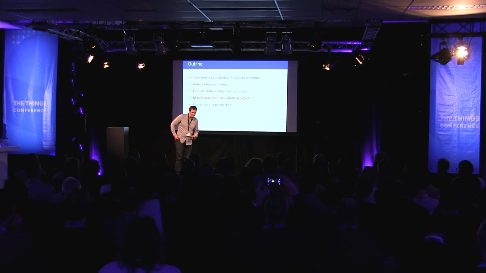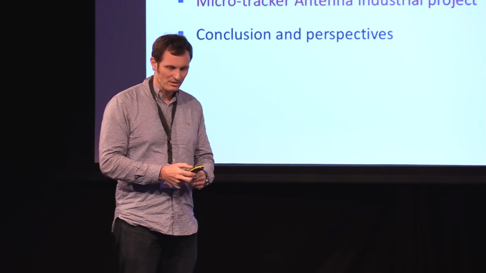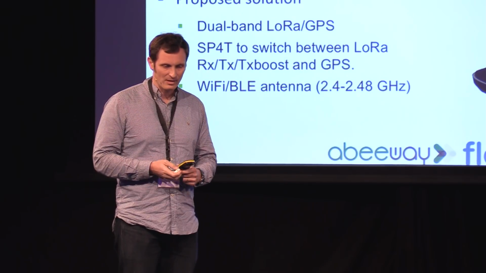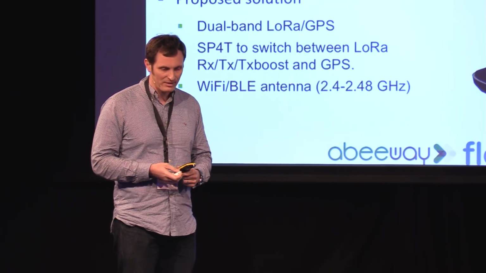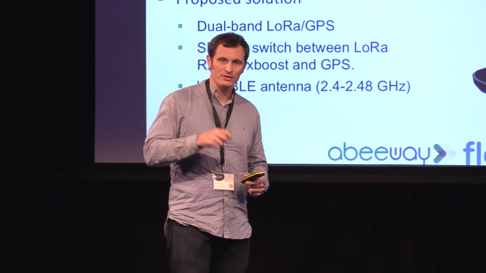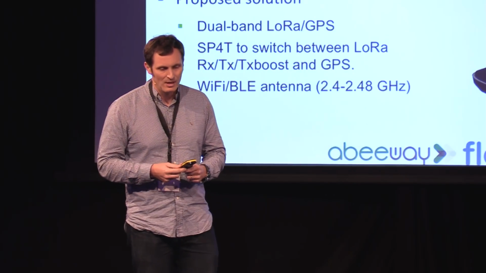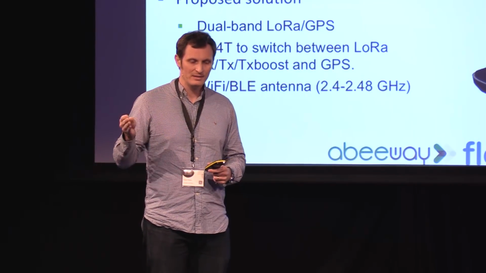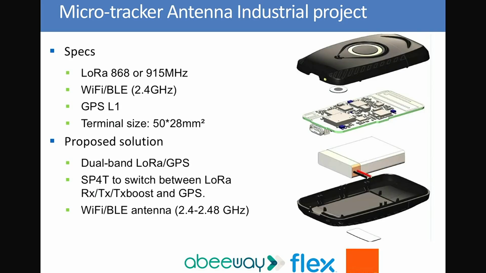So the second project I'm going to present to you is a more industrial project. This is this device. This device was made with Abiway, Flex, and Orange. The specification was to get LoRa, so the 868 or 915 megahertz bands, Wi-Fi, BLE, and GPS. And the terminal size has to be 50 by 28 millimeters square.